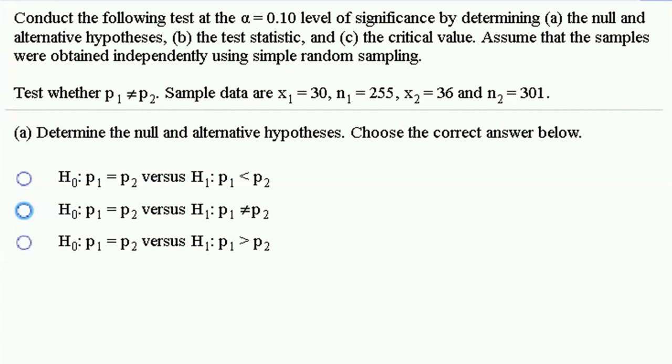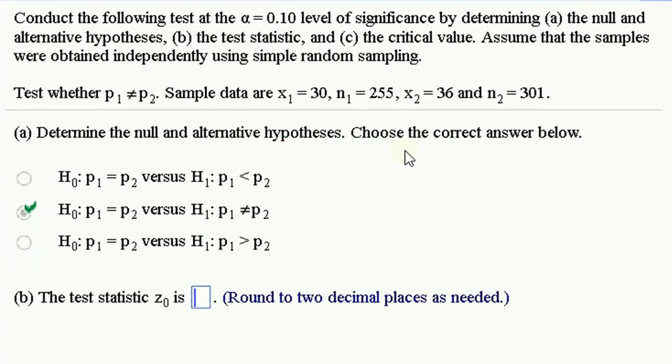Okay, so in this problem, we want to conduct the following test at an alpha equals 0.10 level of significance. We're given some sample data from two samples of sizes 255 and 301. We've got 30 people out of the first sample, 36 out of the second, who said yes to some arbitrary question. So the null hypothesis would be that the two population proportions are the same, versus the alternative that the two population proportions are different. Okay, so that's straightforward.